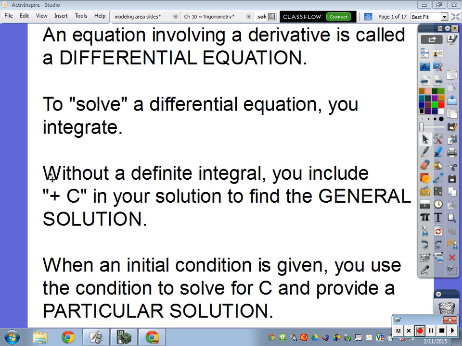And so the antiderivative with plus c is called the general solution, and this represents the family of functions that are the solution to the differential equation. And your particular solution is just one of those solutions where you have solved for c. So let's look at an example problem.